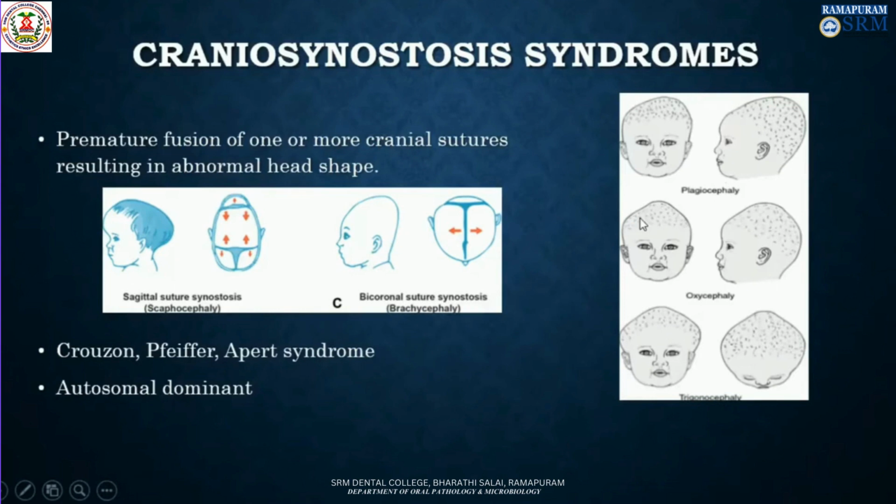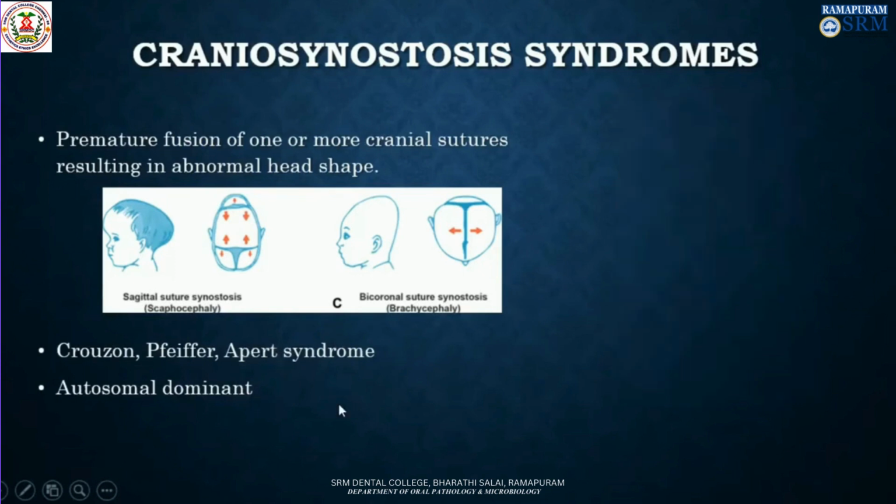If the coronal suture along with any one of the sutures, either lambdoid or sagittal, is fused, then we call it oxycephaly. Then there is a term called trigonocephaly. Here there is premature fusion of the metopic suture. Usually the metopic suture is present between the frontal bones. If it's prematurely obliterated, then the skull is trigone in shape, so we call it trigonocephaly. Under this group of syndromes, we commonly see Crouzon syndrome, Pfeiffer syndrome, and Apert syndrome. All these are usually autosomal dominantly inherited syndromes.